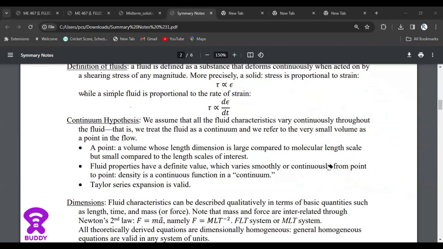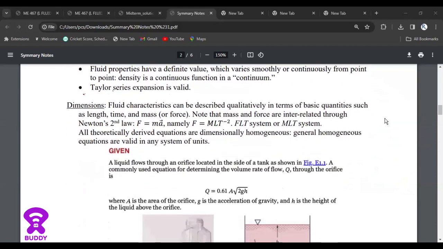So here we have the next concept, dimensions. What are the fundamental dimensions we have? What are the fundamental dimensions we have?